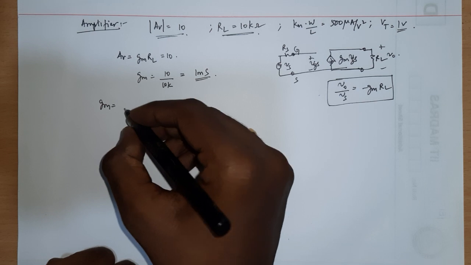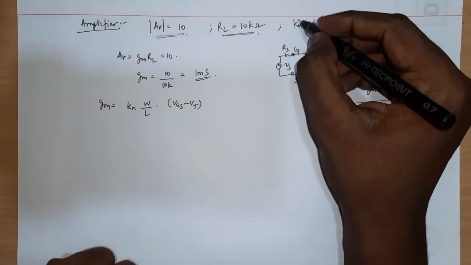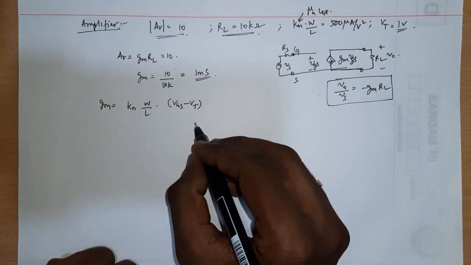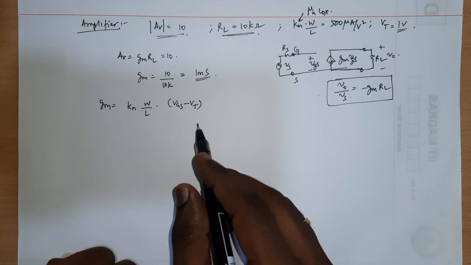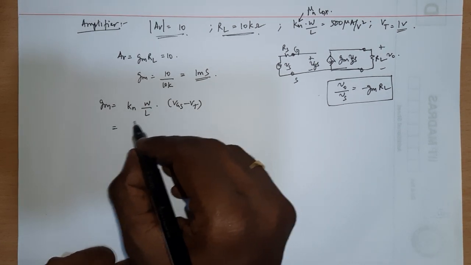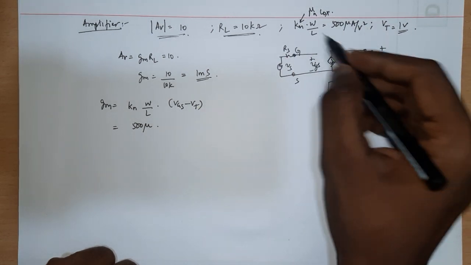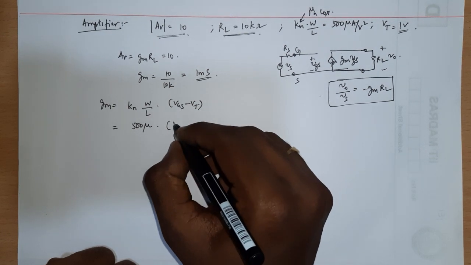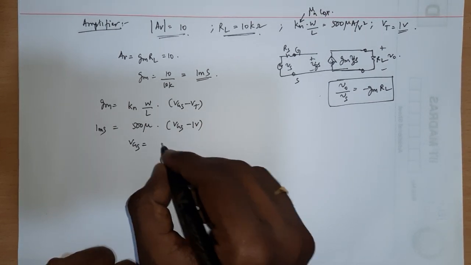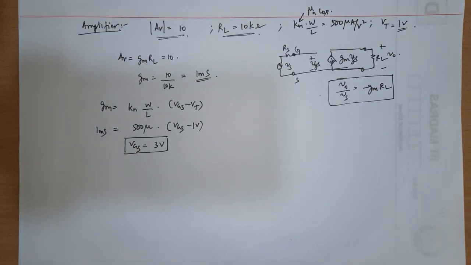I know that my GM has an expression Kn W by L into VGS minus VT. By the way, I hope you still remember that Kn is nothing but mu times Cox. This expression is useful for the calculation I am going to do now. Kn value is 500 microamps per volt square; I am leaving away the unit, and W by L is 1 anyway, so Kn into W by L is this value. VGS is something I have to figure out, and Vt is 1 volt, and this is equal to 1 millisiemen. If you find VGS from this expression, because that is the only unknown, you would get 3 volt.